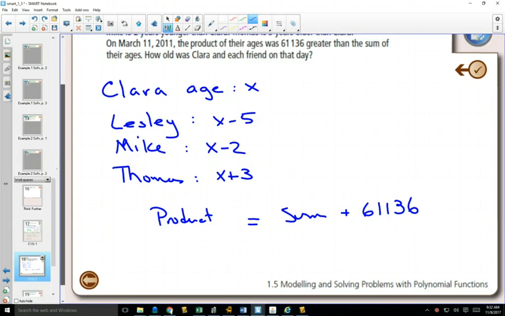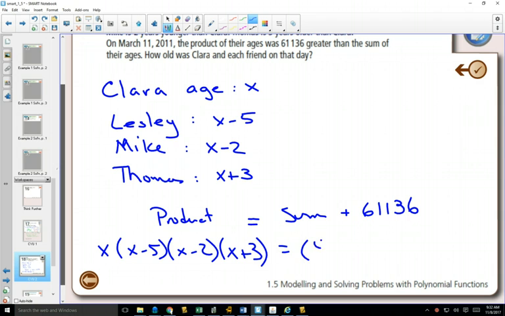Well, the product means you would multiply all these together. Oh my goodness. You'd multiply all those together, and the sum would be adding them all together. Mental math's not too bad here. Can you see that if you add them all together, you're going to get 4x, adding my numbers together, minus 4? Is that okay? And then I still have plus 61,136 here.